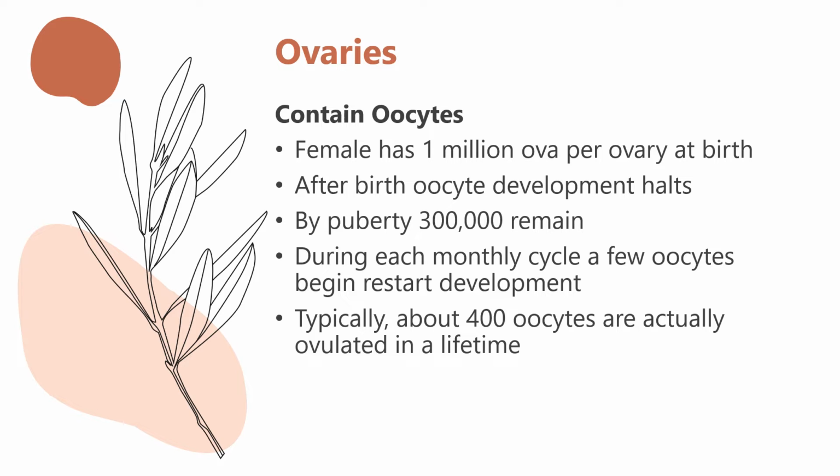Then after that, during each monthly cycle, a few oocytes will begin to start development and ultimately should lead to, typically in normal circumstances, 1 ovulation of 1 ova. Typically throughout a whole woman's lifetime, she will ovulate about 400 oocytes.